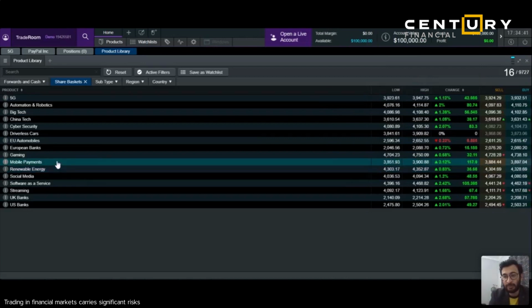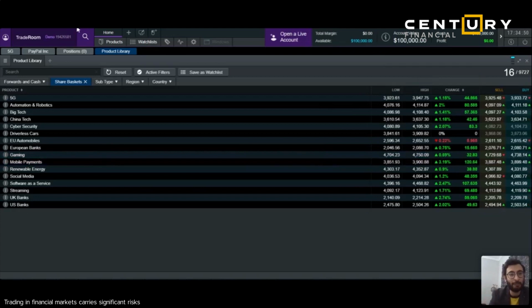See what is happening here. Mobile payments, it is up by 3%. And obviously, because out of this, PayPal is up by 11%. So mobile payments have companies like PayPal, Visa.